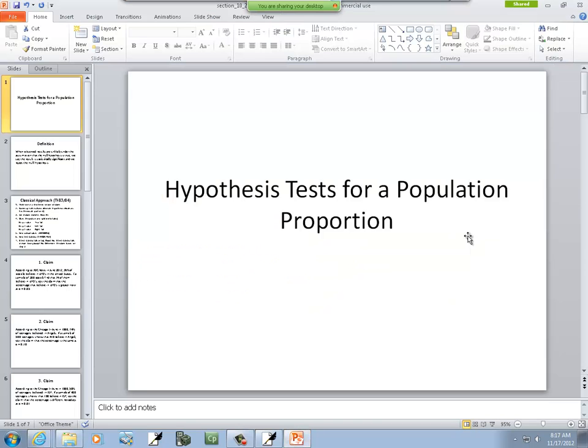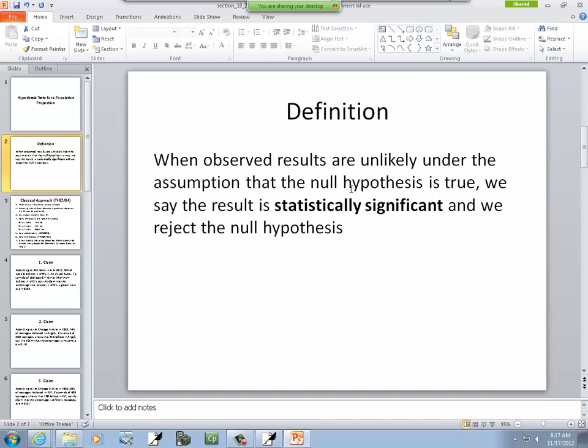Let's take a look at a hypothesis test for population proportion. When observed results are unlikely under the assumption that the null hypothesis is true, we say the result is statistically significant and we reject the null hypothesis.